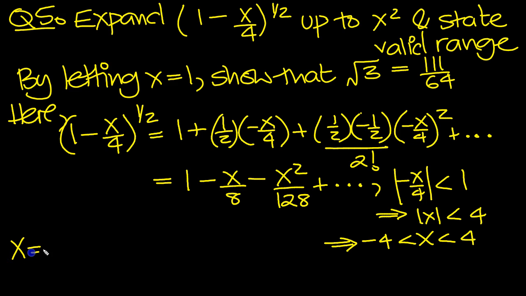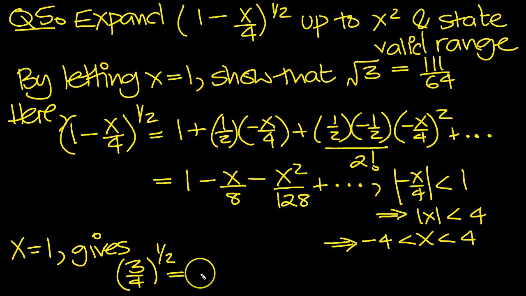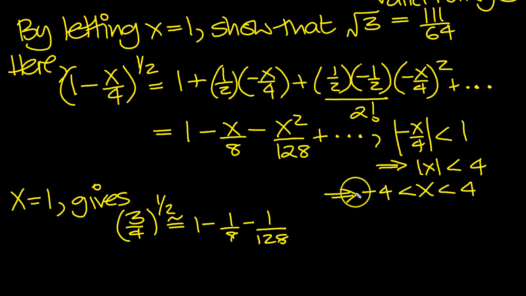Show that root 3 by letting x equals 1. So x equals 1 gives then 1 minus 1 over 4, which is 1 minus a quarter, which is 3 quarters. 3 quarters to the half is equal to 1 minus 1 over 8, so we put x as 1 in, minus 1 squared, which is 1, so just put 1 over the 128. And we can put approximately equal to, because we've got other terms as well that continue in the series.